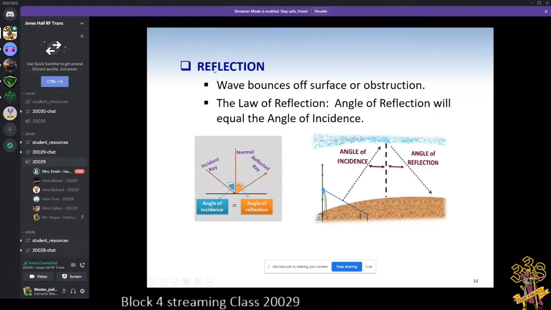A reflection is where the wave bounces off a surface or an obstruction, such as the ionosphere. RF in the HF band will hit that F layer in the ionosphere and be reflected back down to Earth. That's how we get our HF communication. Now, the angle that it gets reflected back down to Earth will equal the angle of incidence. So it's an actual law. Angle of reflection will equal the angle of incidence.